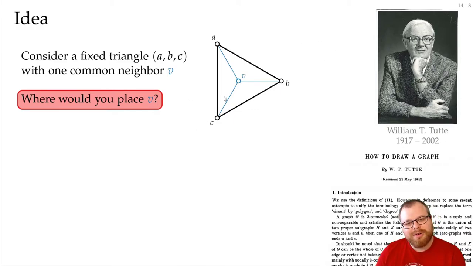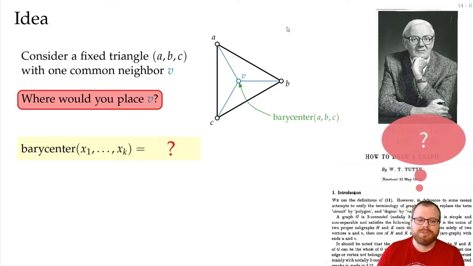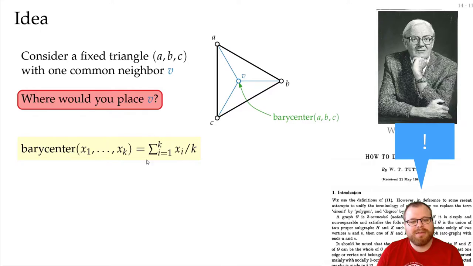Well, it's kind of in the middle of this face. And what point is in the middle of some polygon? That's the barycenter. How can we compute the barycenter of a bunch of vertices, do you remember? We just take their position vectors, sum them up and divide by the number of vertices. So to get the x-coordinate of v, we sum up the x-coordinates of these vertices divided by 3, or by k in general. And the same for the y-coordinate.